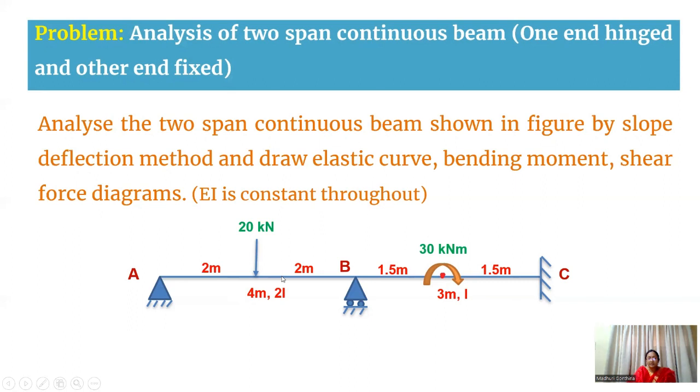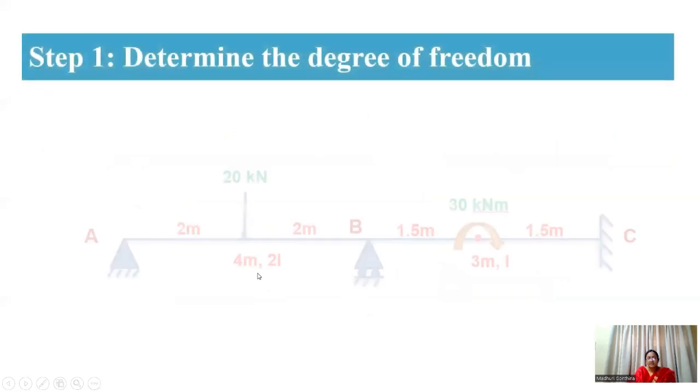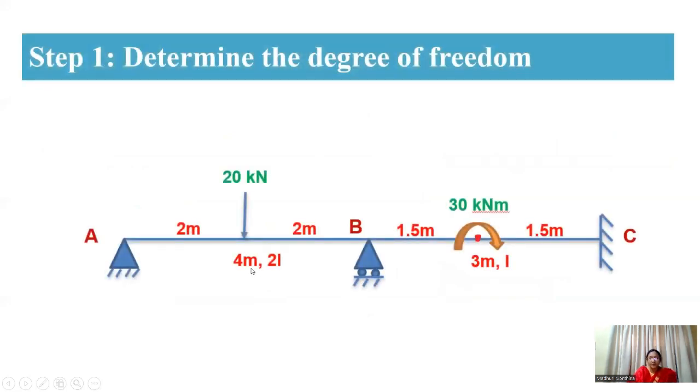Here AB span is 4 meters with 2I moment of inertia, whereas BC span is 3 meters with I moment of inertia. That means the moment of inertia is varying from AB span to BC span. Coming to the next step, here you are going to determine the degree of freedom.